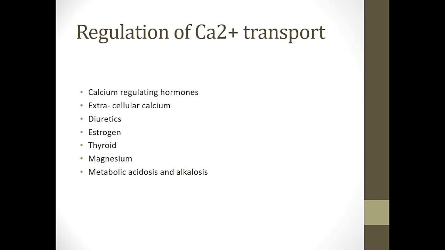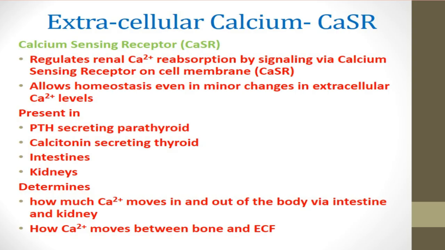Then the magnesium level in the blood also influences calcium ion concentration in the blood. Then some conditions, like metabolic acidosis or metabolic alkalosis, which happen in our blood because of some problem in the blood buffer system. During that time also calcium level plays a very important role. Then there is the CASR, the calcium sensing receptor, and its role in the extracellular fluid.